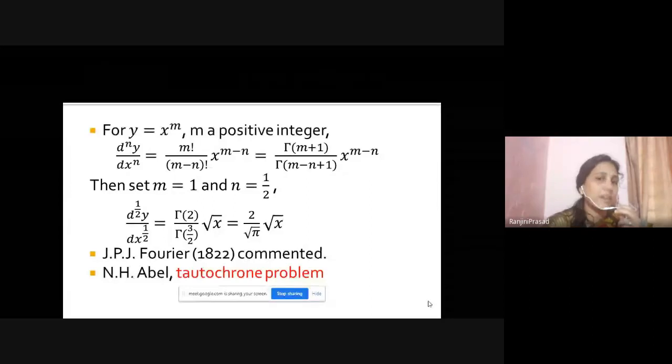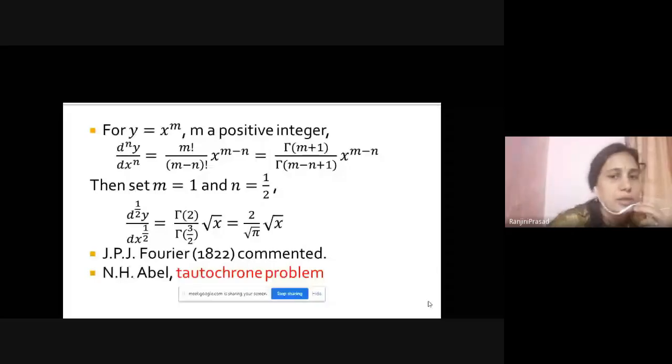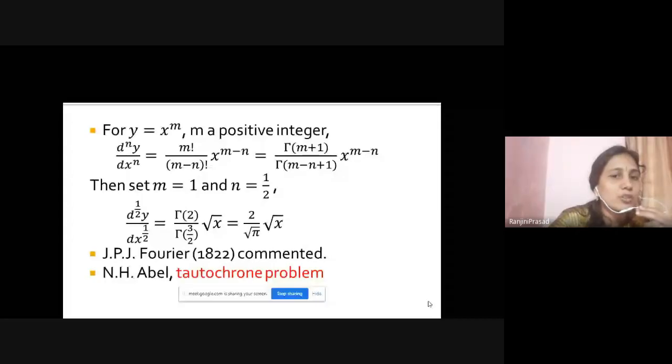So in the definition itself, we are going to use the gamma function. So m factorial can be written by the gamma function definition as gamma m plus 1, divided by m minus n factorial, which can be written as gamma m minus n plus 1, into x power m minus n. Okay, so in this, if you set m is 1 and n is equal to 1 by 2, what happens to that? D power 1 by 2 y by dx power 1 by 2. You know the gamma value of 1 by 2, gamma 3 by 2, everything. So when you substitute this in the right hand side of that equation, you will get gamma 2 by gamma 3 by 2 into root x.